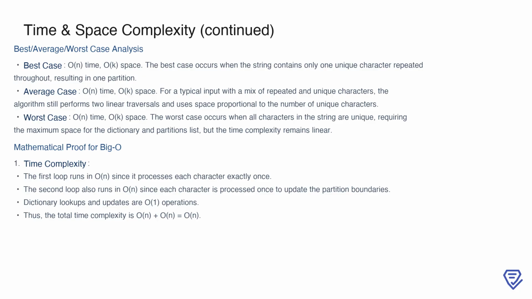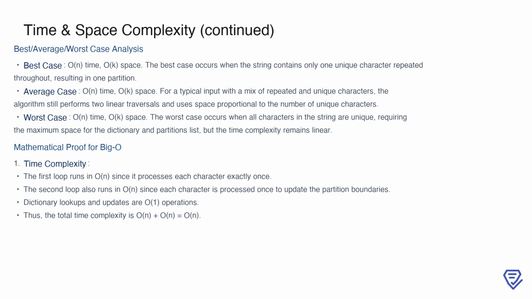In the best case, where the string consists of a single unique character repeated throughout, the algorithm processes the string in O(n) time and uses O(k) space to store the dictionary and partitions. In the average case, where the input contains a typical mix of repeated and unique characters, the solution still operates with two linear traversals in space proportional to the number of unique characters, maintaining O(n) time and O(k) space.